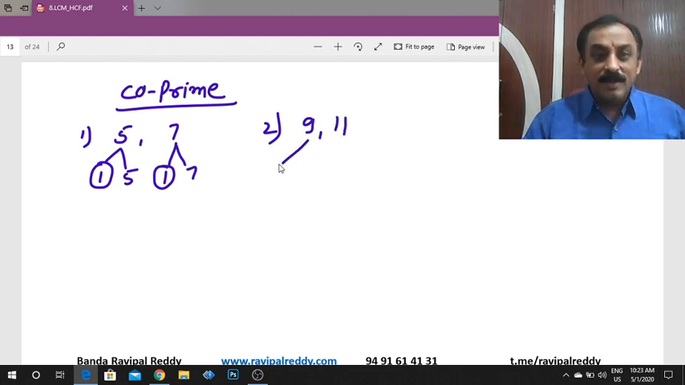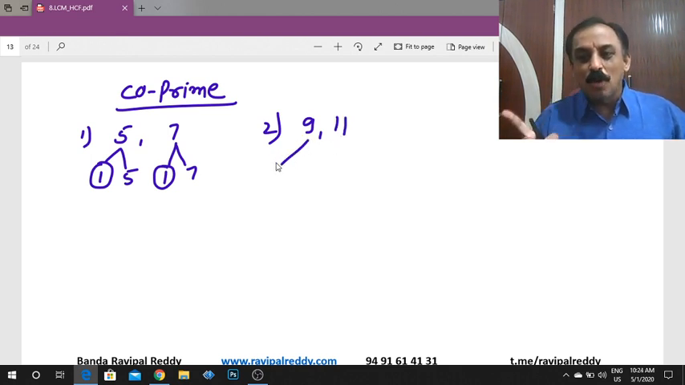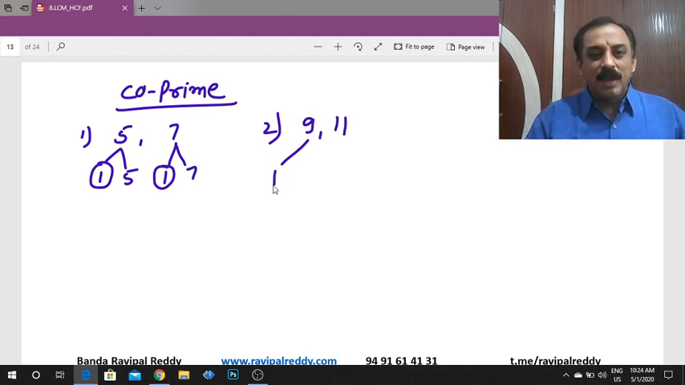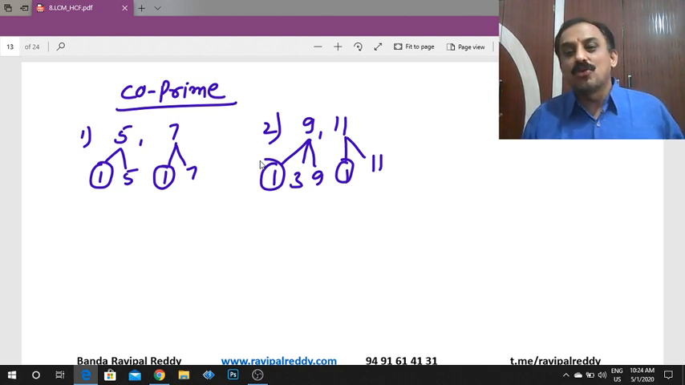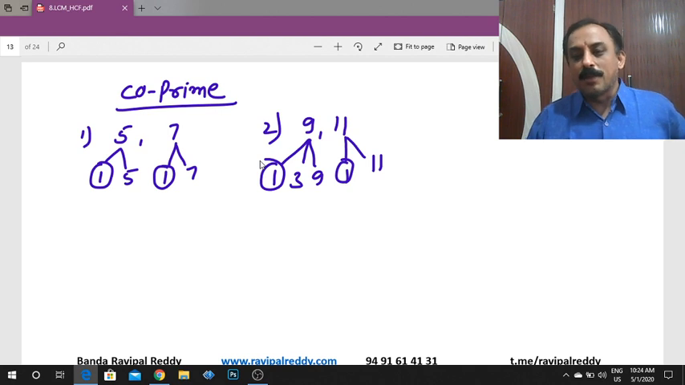9 is not a prime number, 9 is a composite number. 11 is a prime number. So the factors of 9: 9 is divided by 1, 3, and 9. 11 is divided by 1 and 11. For 9 and 11, 1 is a common factor. Other than 1, there is no common factor. Therefore, this pair is also co-prime numbers.